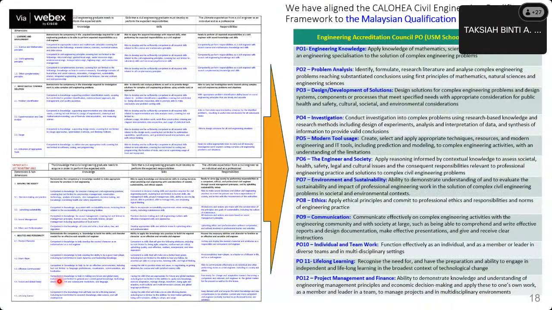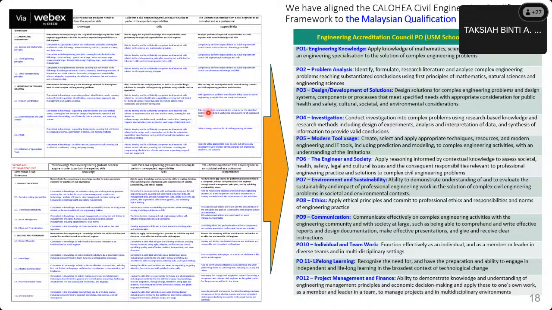So having established this common framework, we try to map what we have done to what we have in USM. For the School of Civil Engineering, as I mentioned earlier, we are bound to the Malaysian Qualification Framework. And of course, we also have the Engineering Accreditation Council. The Engineering Accreditation Council has established 12 competencies or program outcomes. These are the 12 that we must have for our program. Remember, I showed you earlier, from CALOHEA we came out with 16 program outcomes.